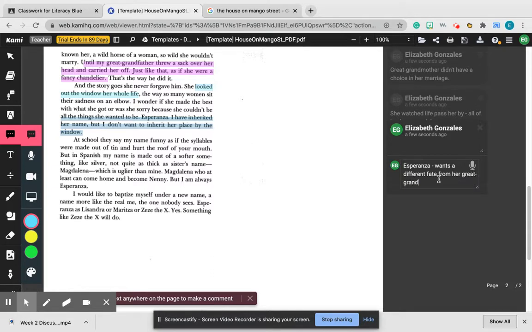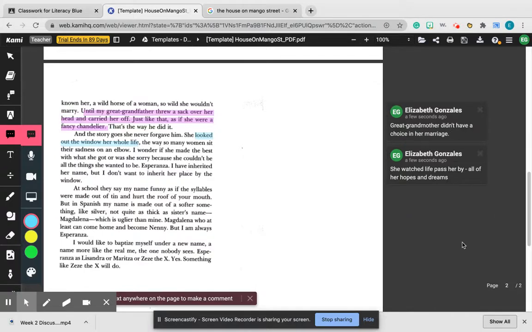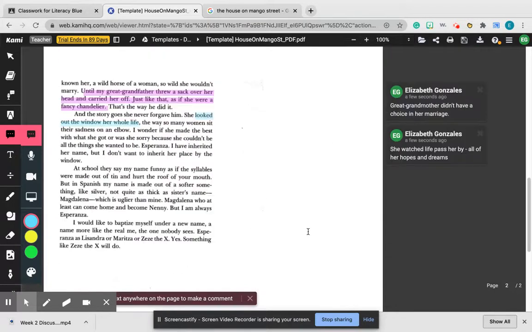So we don't get that the first time we're reading this text, right? We miss a lot of information, and that's why it's so important for us to go through and annotate and dissect what it is that we're reading. We're breaking it apart. All right, so what's a different fate from her grandmother? So I feel like her name, this kind of leads back to what we had said. What happened to it? Aw, I deleted it. Okay, sorry guys.